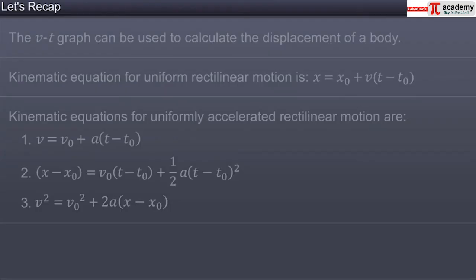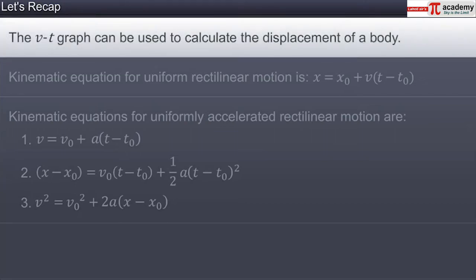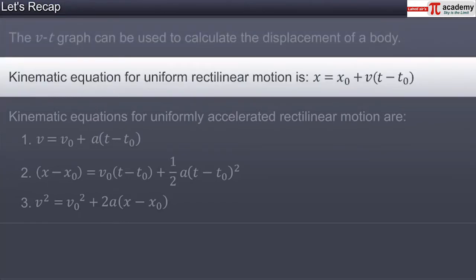You have now reached the end of this module. In this module, you learned that the VT graph can be used to calculate the displacement of a body. The kinematic equation for uniform rectilinear motion is x is equal to x naught plus v into t minus t naught.